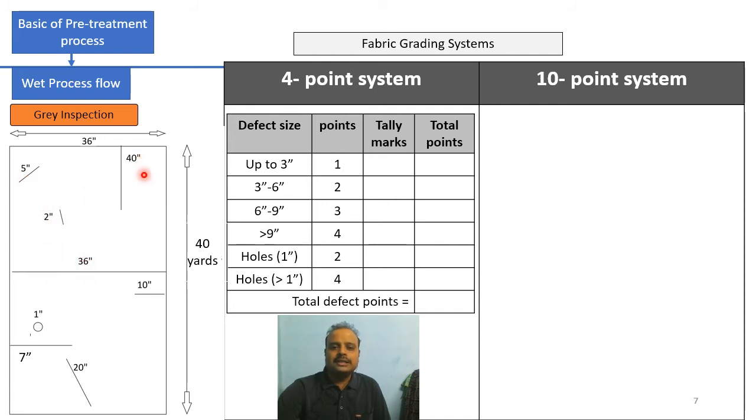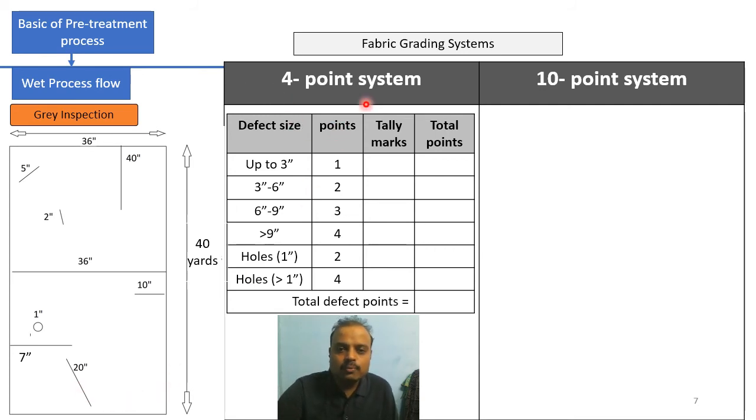What are these? These are the lengths of a fault, right? In this case, 5 inch means the length of the defect is 5 inch. In this case, the length of the defect is 36 inch. Length of defect is 10 inch. There is a hole which is 1 inch in diameter. Length of a defect is 7 inch, and again this diagonal defect has a 20 inch length.